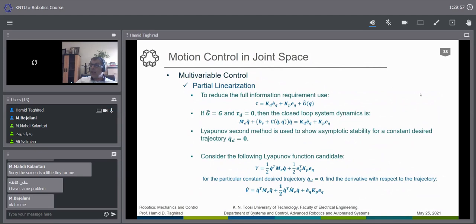So we say, assume that there is no disturbance and the gravity is also well known. We have full information here, but we are not using M matrix, we are not using C matrix at all, and we use the controller coming to the system. If we put this tau instead in the term tau, and if we consider G is equal to G hat, the system becomes still nonlinear and multivariable.